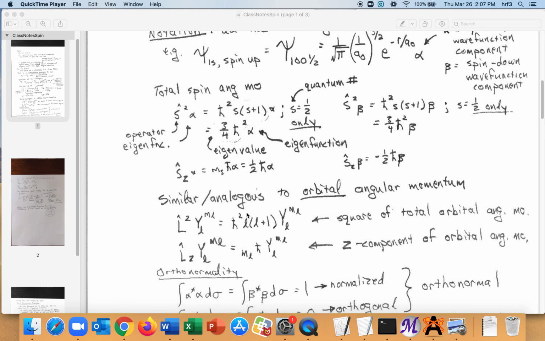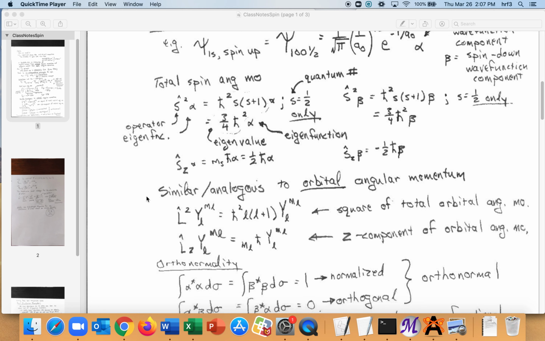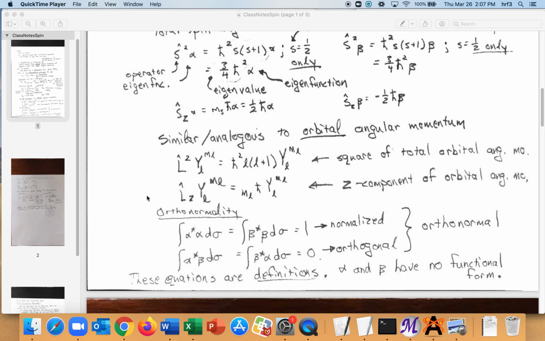M sub s is analogous to m sub l, and that's the z component of the spin, and that's the magnetic quantum number, and that's the z component of the orbital angular momentum, or the magnetic quantum number for the orbital. All right, so anyway, these equations really are just definitions. You can't do this math. There's no functional form to alpha or beta, so there's no math to be done there.